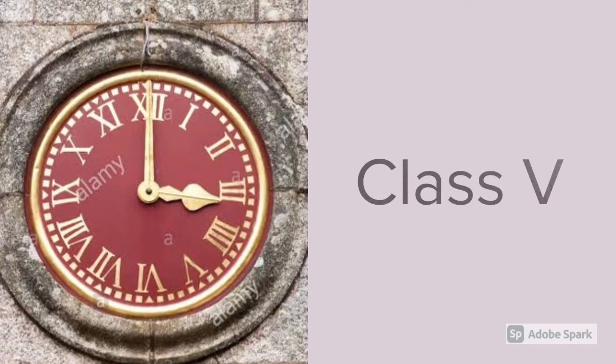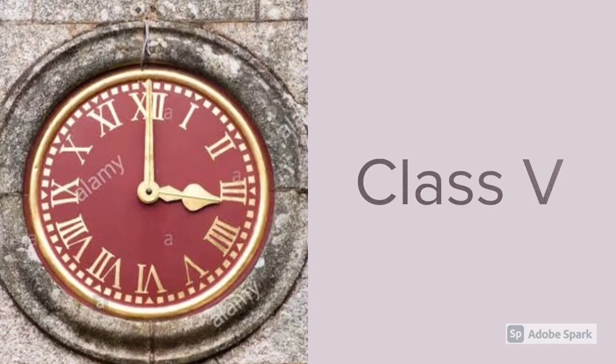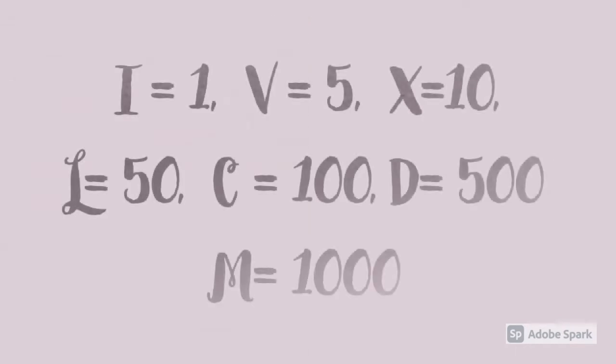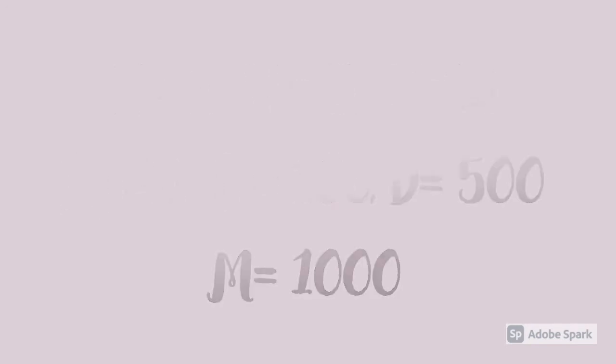In our daily lives, we come across this system of numeration at many places. For example, on the face of the clock or in a class timetable. The Roman numeral system uses 7 symbols to represent different numbers. These symbols are I, V, X, L, C, D and M, and they represent different numbers like 1, 5, 10, 50, 100, 500 and 1000.